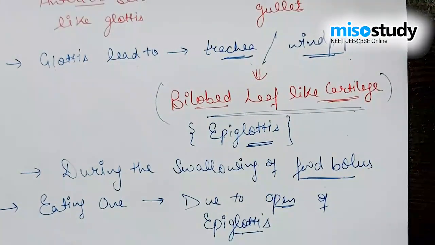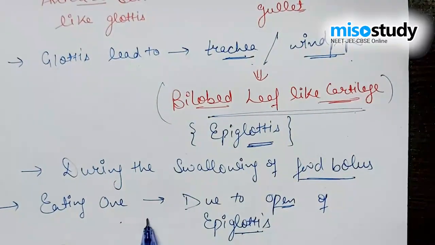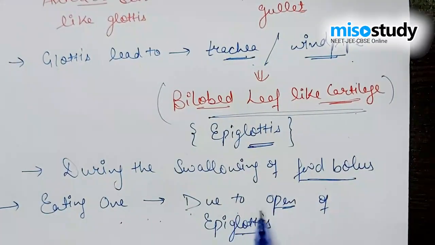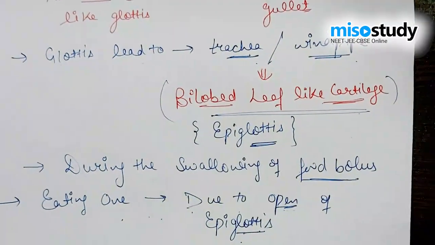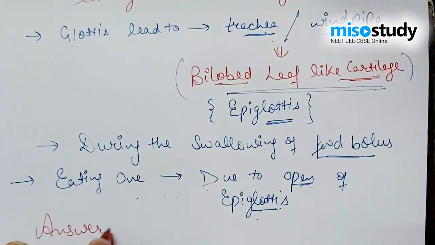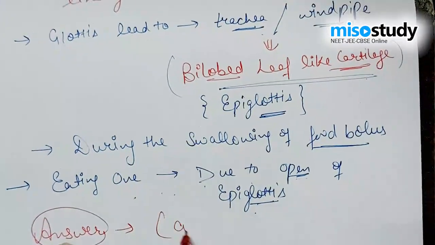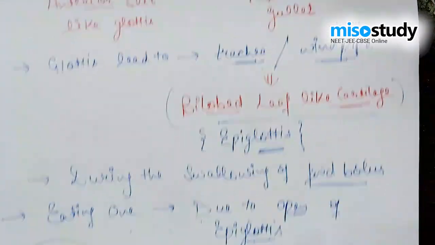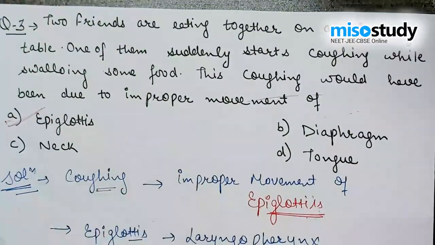So why is one facing cough? Because during eating one may suddenly cough due to the opening of the epiglottis, due to which some food particles enter into the trachea. So according to the discussion, the right answer for the question is option A.